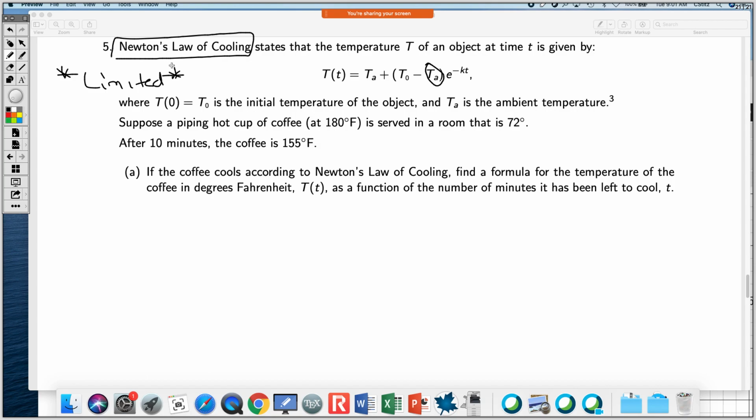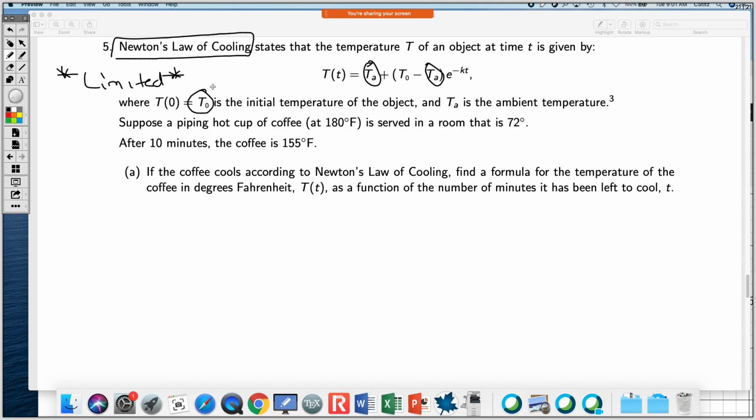That hot coffee, when you set it on the table, initially is going to cool quickly, but the colder it gets, it's not going to be cooling as fast. Okay? So T_A here is the ambient temperature, the temperature of the surroundings. T naught is the initial temperature of the object.